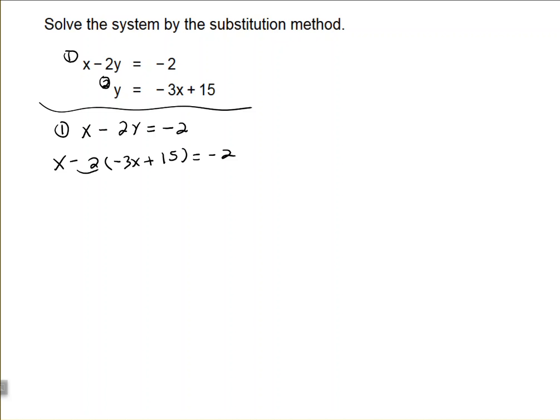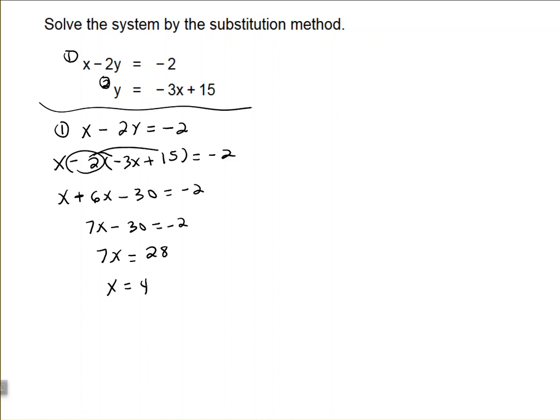Okay, so I'm going to distribute the negative 2. Combine the like terms that are on the left-hand side of the expression, 1x plus 6x. Add 30 to both sides, so negative 2 plus 30 is positive 28. And then divide both sides by 7. So that tells me that the value of x is equal to 4.